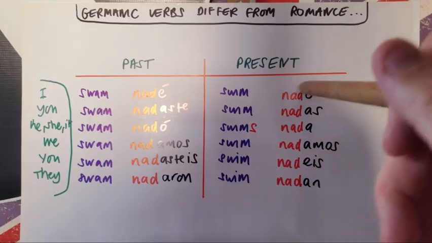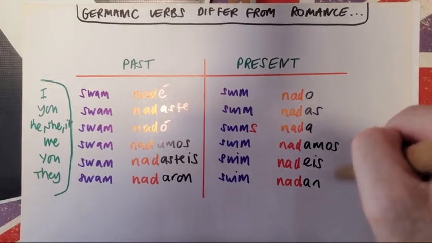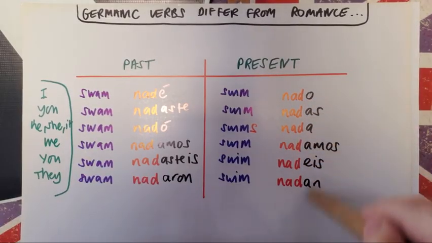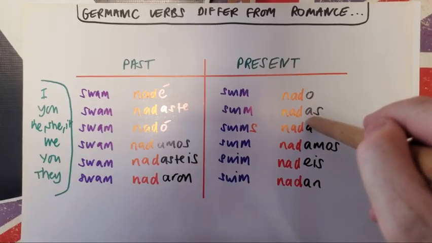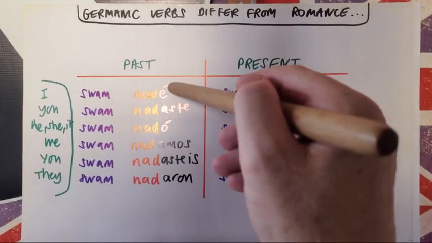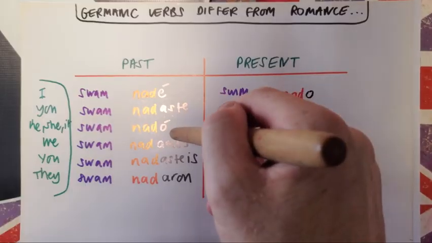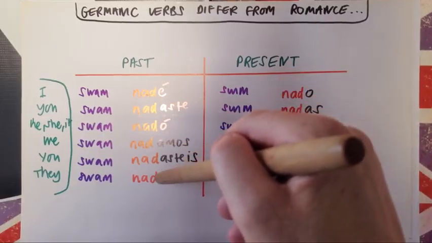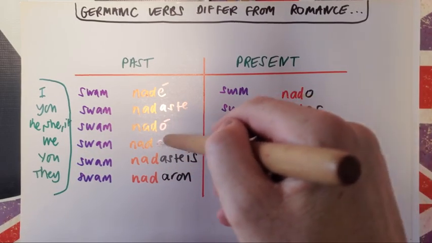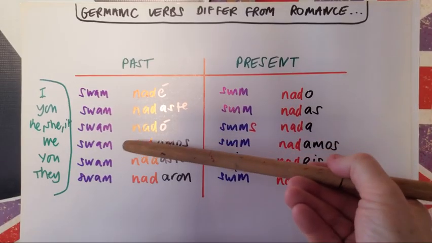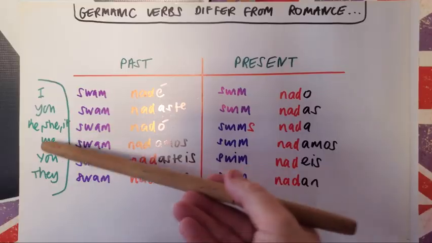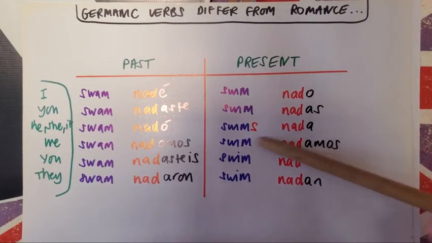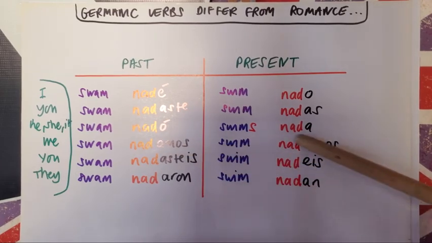So you have to choose any verb, like to swim, nadar, and learn the endings. Nado, nadas, nada, nadamos, nadáis, nadan. The past: nadé, nadaste, nadó, nadamos, nadasteis, nadaron. It's a weird coincidence, but the past tense of we is the same as it is in the present tense. It's an anomaly in the Spanish language. You can see that.